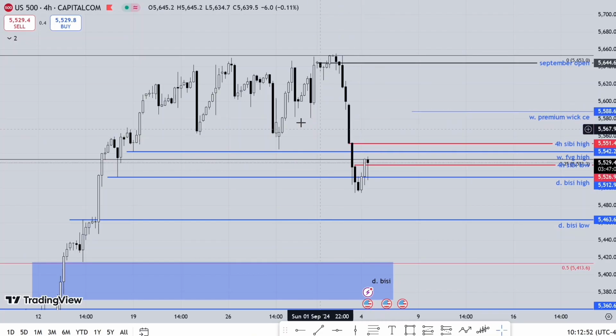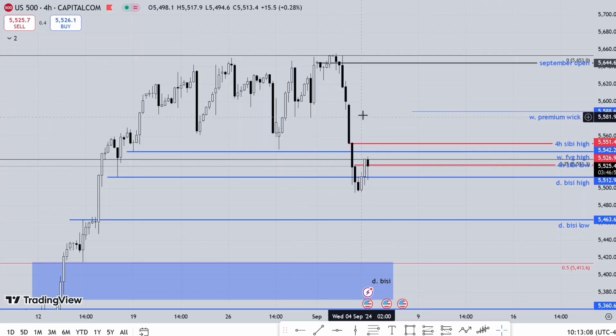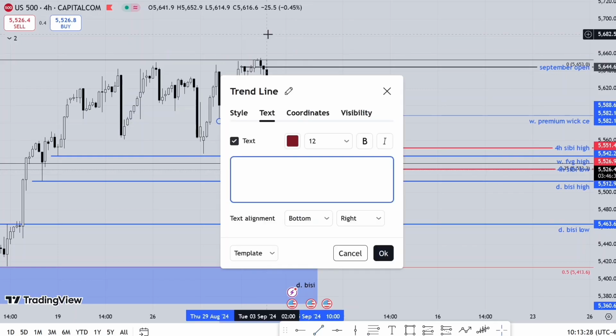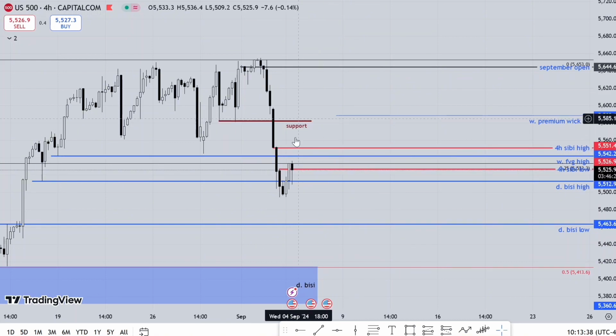So if we're expecting higher prices because we are currently below September's opening price, we would want to see this support level not act as resistance. We want to see it violate. We want to see price violate it to the upside. So here you have this support level. So you have this support level here.